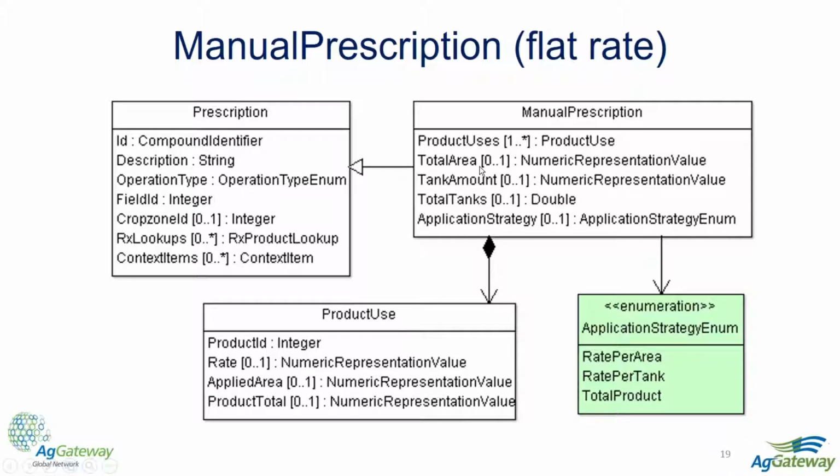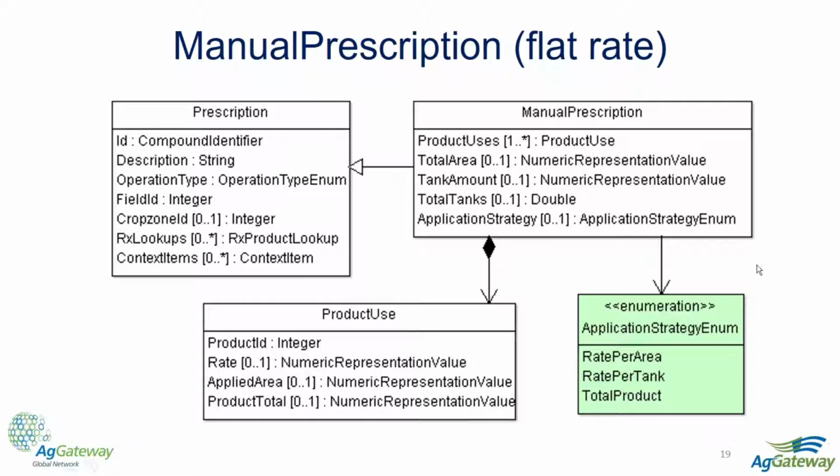And also the manual prescription has a summary value of the total area of the application and can allow us to capture some extensive property of the prescription, like what's the amount of mix or of product that is contained in a tank and how many total tanks were used in the application. Finally, it can specify the application strategy.